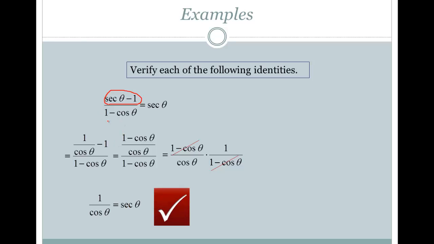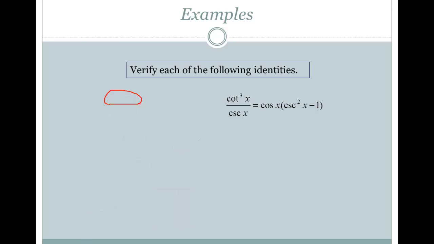So what we did in this one is we converted to cosines, got a common denominator, and then multiplied by the reciprocal because we were dividing by 1 minus cosine theta. Hopefully that one makes sense. Again, a little bit different, a little bit more challenging than the ones from the last video.